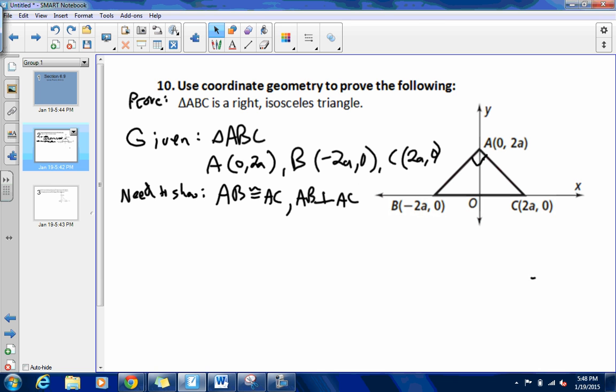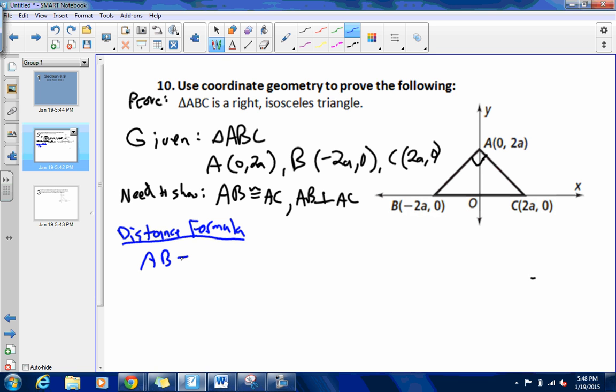So let's do that. We're going to use a couple of different formulas here. First, let's see that AB is congruent to AC. If I'm looking for lengths, I'm looking for the distance formula. All right, so let's see what AB is. AB is equal to, using the distance formula, the square root of x2 minus x1 squared plus y2 minus y1 squared.